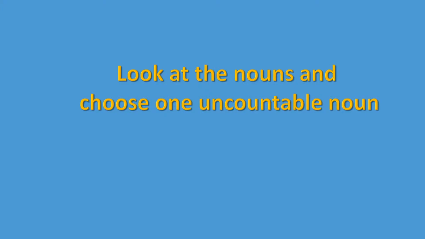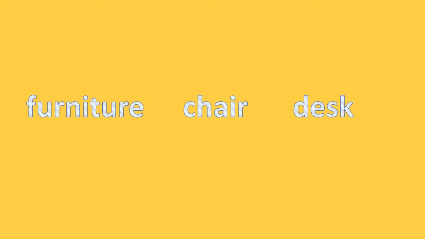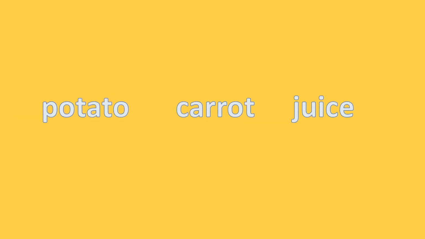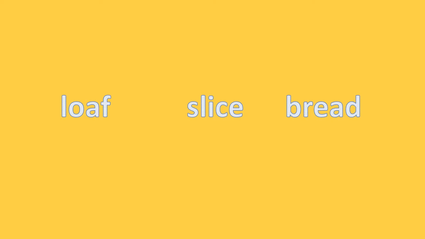You have to look at the nouns and choose one uncountable noun from the groups. The first one is furniture, chair or desk. This noun is called furniture. Butter, jar or book. It's butter. Potato, carrot or juice. It's juice. Loaf, slice or bread. It's bread. Bottle, glass or can. It's glass.